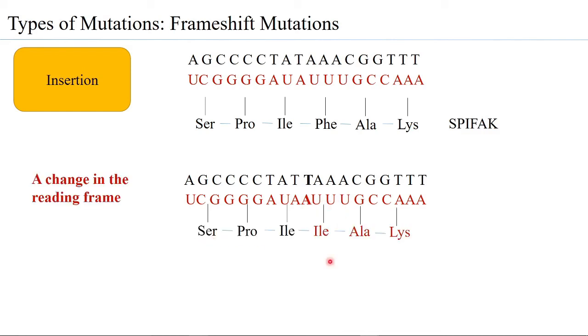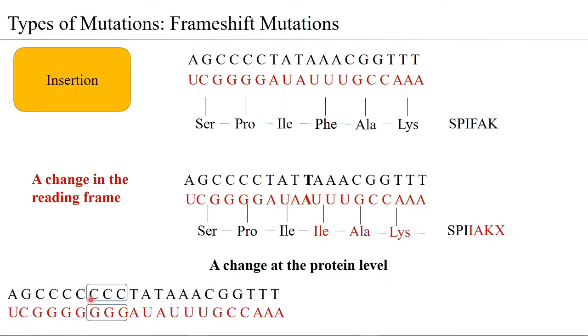So let's see what happens. You have serine, proline, and isoleucine not altered, but from this point on, again, there is a change in the sequence of amino acids. So you can see that there is an alteration in the entire amino acid sequence after this point. That point is where the insertion has happened. Therefore, the reading frame has changed, and a change at the protein level is evidently observed.